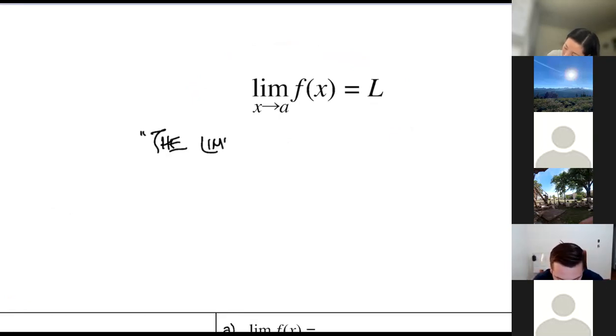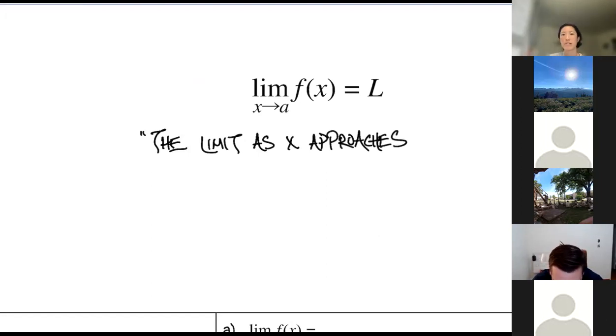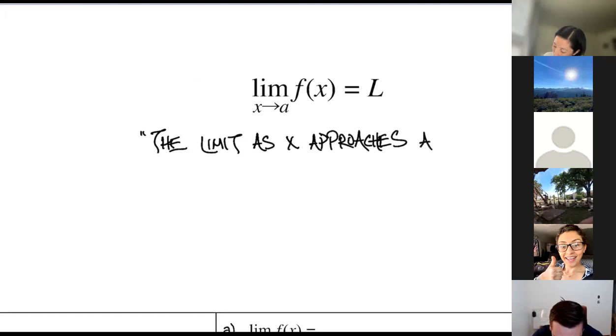The limit as x approaches, my goodness. The limit as x approaches, what is x getting close to in this particular definition? A, perfect. The limit as x approaches a of what function?